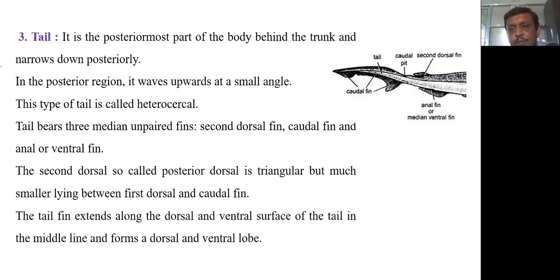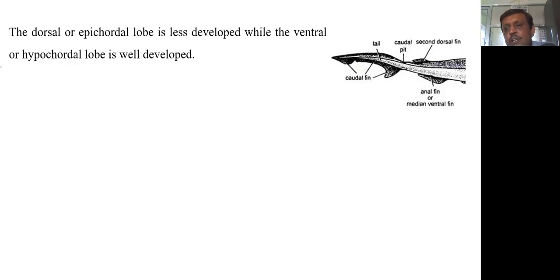The tail fin, or caudal fin, extends along the dorsal and ventral surface of the tail. That means the tail fin is much longer and extends from the dorsal surface up to the ventral surface in the mid-ventral line and forms two lobes, one dorsal lobe and one ventral lobe. The dorsal lobe is called the epicaudal lobe, which is very less developed. That means it is very thin and not much expanded. The ventral lobe, also called the hypocaudal lobe, is very well developed.